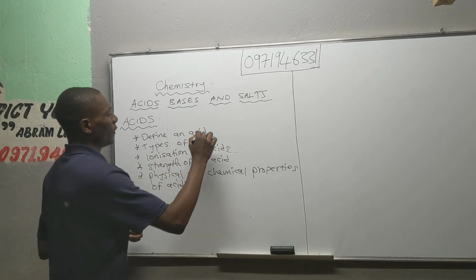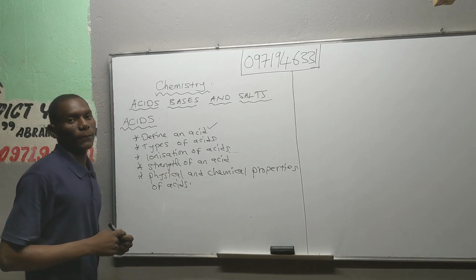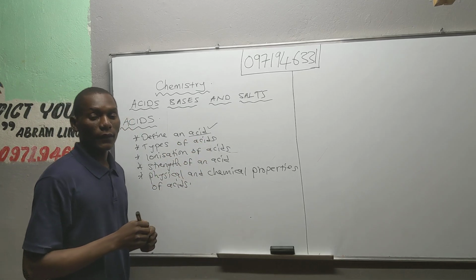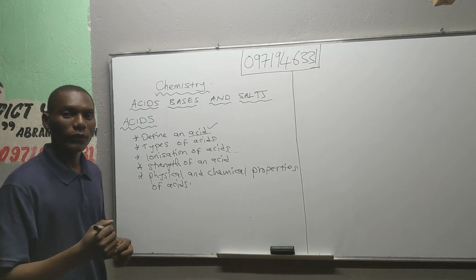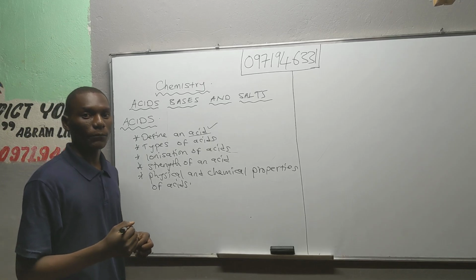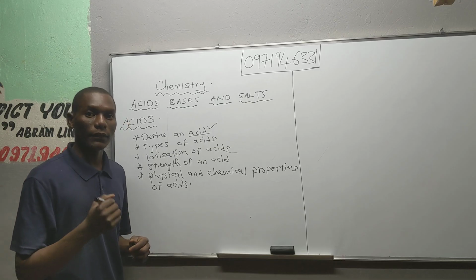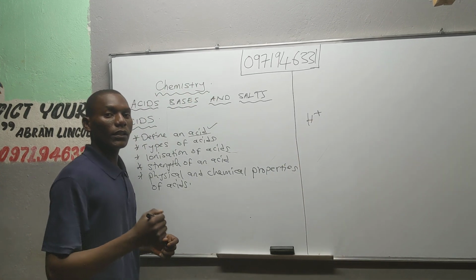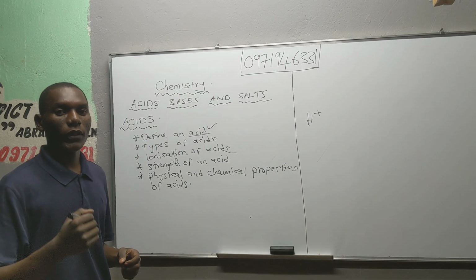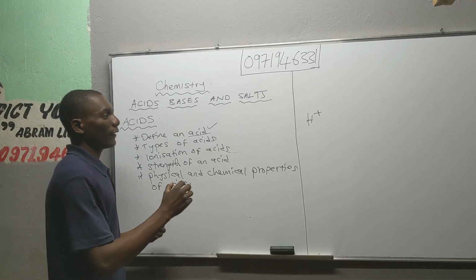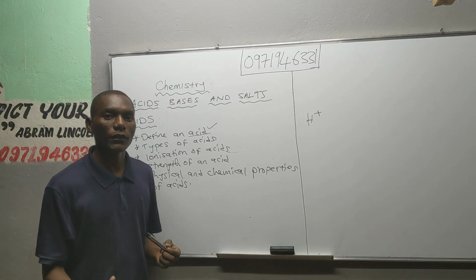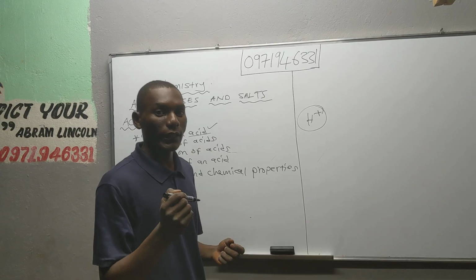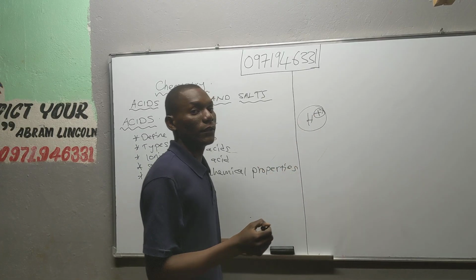So we'll start with defining what an acid is. An acid is simply a substance that produces hydrogen ions when dissolved in water. I'll repeat that. An acid is a substance that produces hydrogen ions when dissolved in what? In water. So in simple terms, when you get an acid and you dissolve it in water, it is going to produce hydrogen ions. And these hydrogen ions are going to be positively charged.